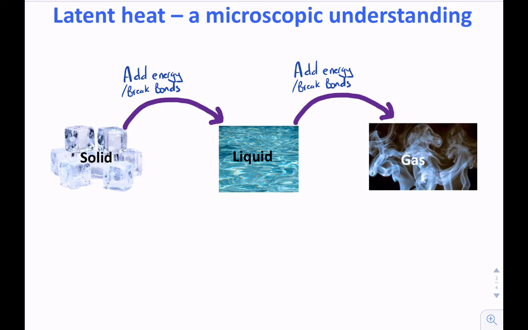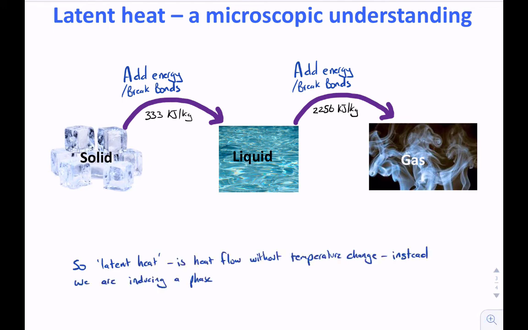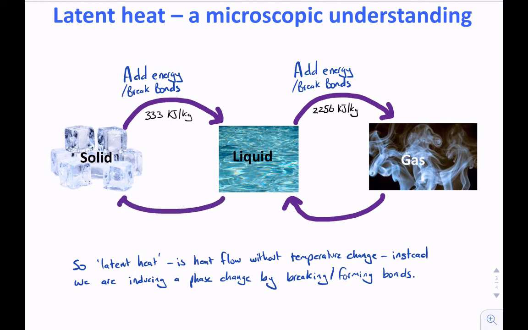I'll just add the numbers for water. Note that these are in kilojoules per kilogram because they're such big numbers. So latent heat is the heat flow without a temperature change. We are instead, of course, inducing a phase transformation. Energy is given back to the system, in a sense, when we go back the other way. When liquid water freezes, for instance, a lot of energy, in fact 333 kilojoules per kilogram, is released.